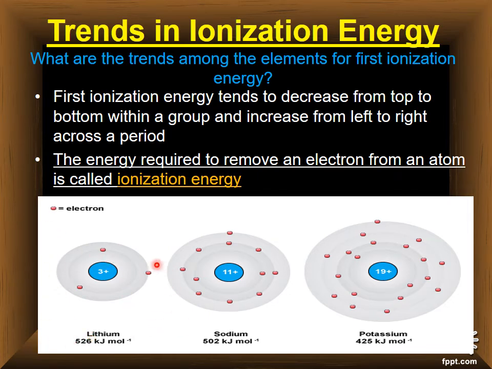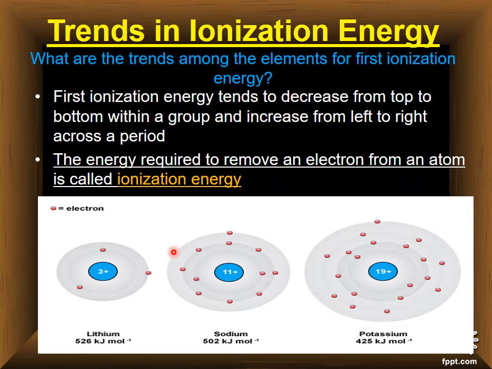So what is it? The energy required to remove this electron, normally from the outermost shell, the first electron. So removing the outermost electron from the valence shell is called ionization energy. The energy required to remove this electron is called ionization energy.